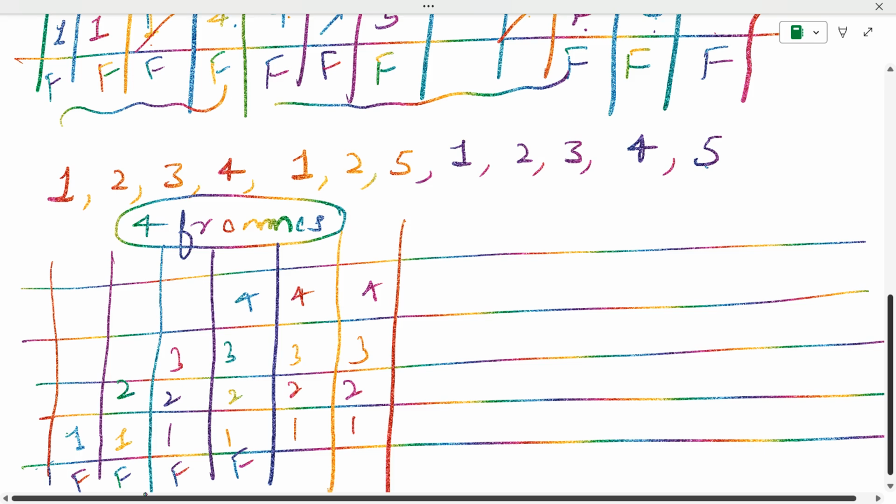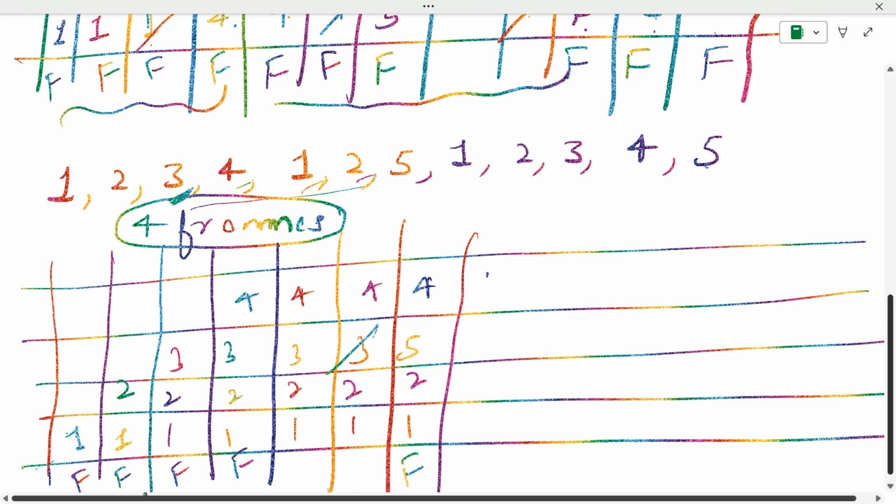Then we are referring to 5. So out of 1 2 3 4, which page are we going to replace? 3 is the first one that came into this picture. So out of all these, 3 is going to be replaced with 5, and the remaining are going to remain the same. It is a page fault.